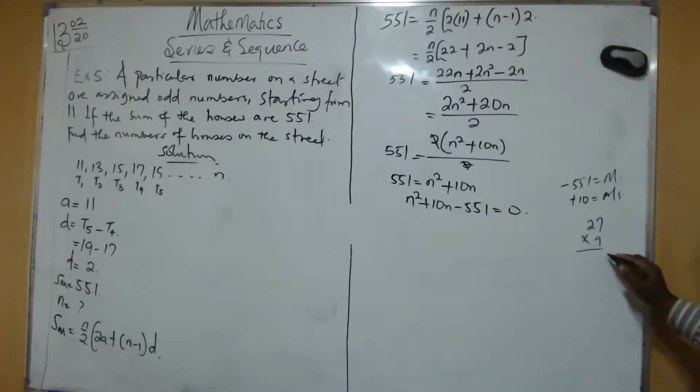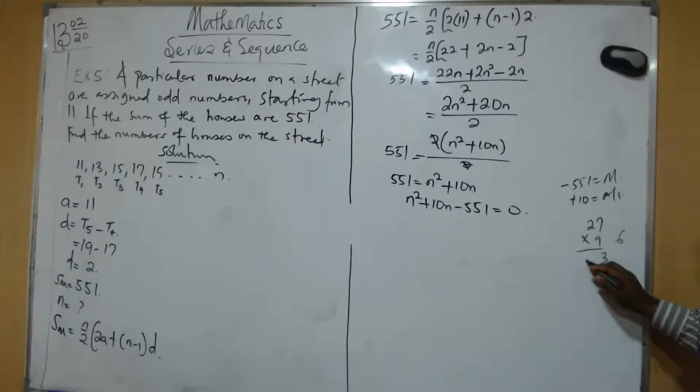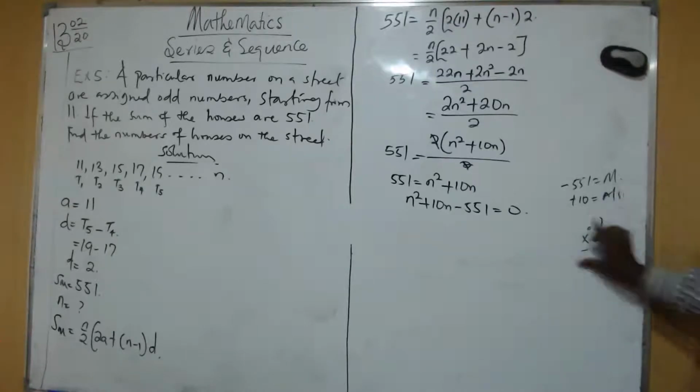Times 9, and what? 63. We have 6. We have what? 18. 18 plus this, you have what? 18 plus 6, you have what? 24. It cannot go.